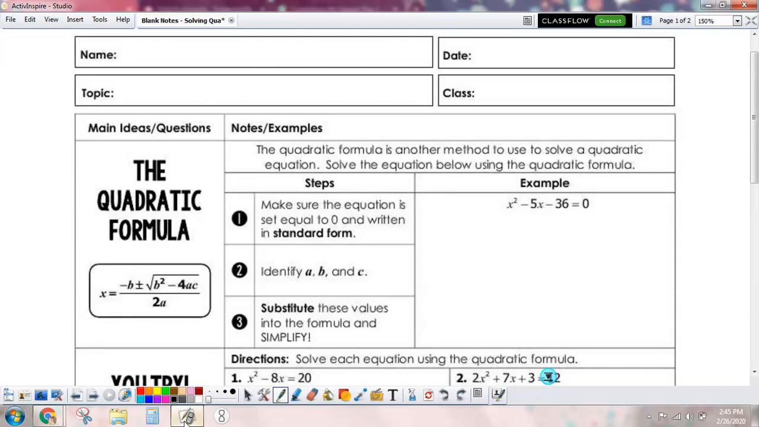The last method we're talking about is the quadratic formula. And this method works for every single type of quadratic as long as it's written in standard form. So this is probably the method that you're going to use the most. The quadratic formula is this right here.